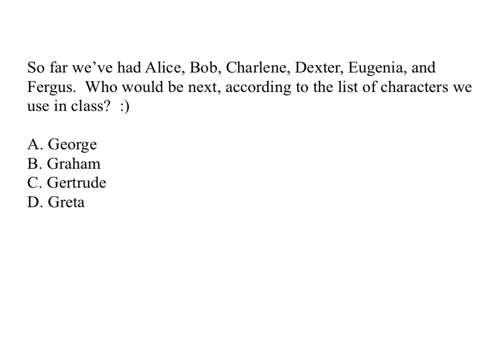All right, so far we've had Alice, Bob, Charlene, Dexter, Eugenia, and Fergus, and this is just if you've been paying attention in class. Who would be next according to the list of characters that we use in class? Think of this as a bonus point because it won't count against you, but it would be Gertrude. Gertrude is our G character. And that's all the problems for now.